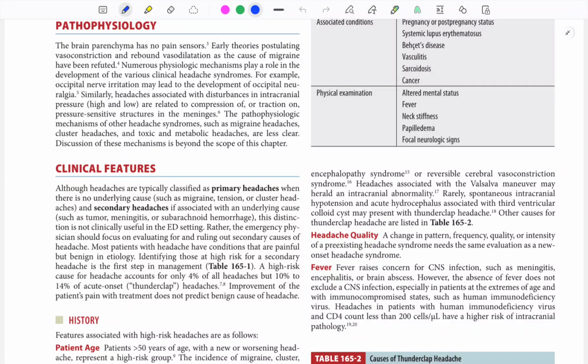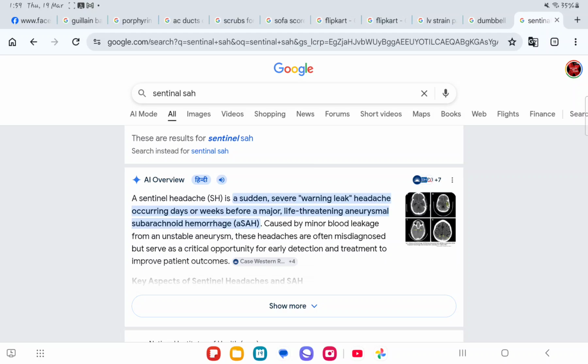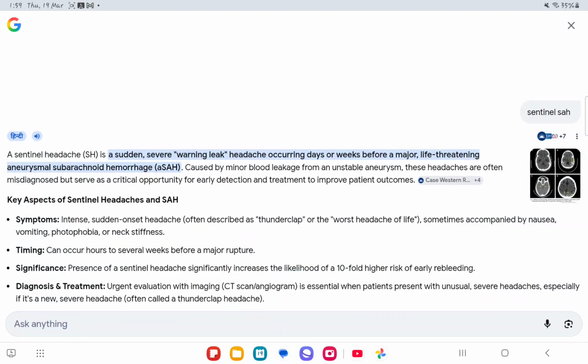So, thunderclap headache is one that reaches 7 out of 10 intensity in less than a minute. There are many causes of thunderclap headache as noted here. They are mostly hemorrhage, vascular, and some other unusual causes. So, hemorrhage is your subarachnoid hemorrhage, your sentinel subarachnoid hemorrhage, and ICH. Your sentinel or warning bleed is a minor blood leakage from an unstable aneurysm.